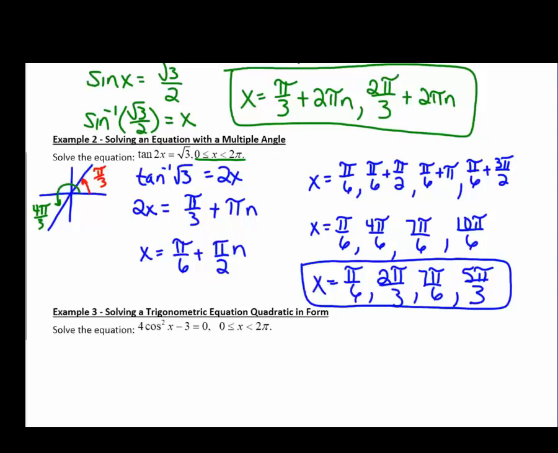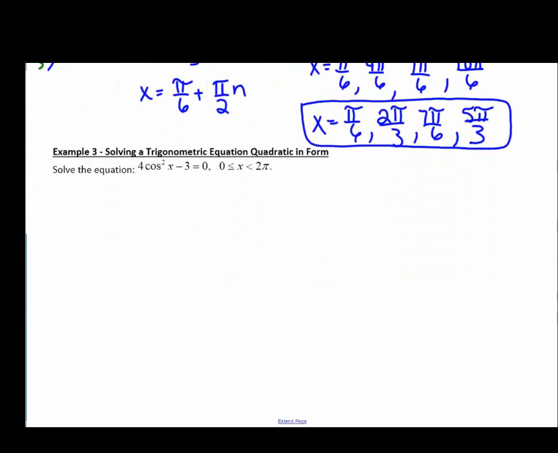All right, let's take a look at example number 3. Solve the trig equation in quadratic form. So we're going to treat this just like we would a quadratic equation. And so I'm going to first add my 3 over to the other side. And so that's going to give me 4 cosine squared of x equals 3. And then I can divide both sides by 4. So I have cosine squared of x equals 3/4.